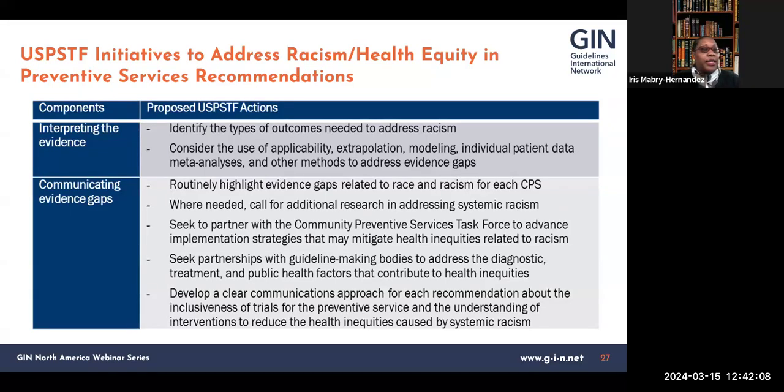With regard to interpreting the evidence, the proposed task force reaction was to consider the use of applicability, extrapolation, modeling, individual patient data, meta-analysis, and other methods to address evidence gaps, and identifying the types of outcomes needed to address racism. And with regard to communicating evidence gaps, the proposed task force actions included routinely highlighting evidence gaps related to race and racism, calling for additional research, seeking partnership with the Community Preventive Services Task Force and other guideline-making bodies, and working on their communications approach. Again, you heard some details about these actions presented by Jennifer.